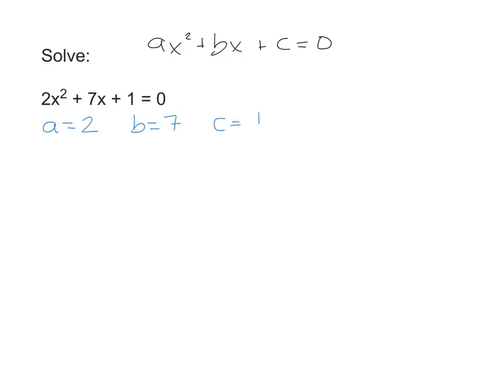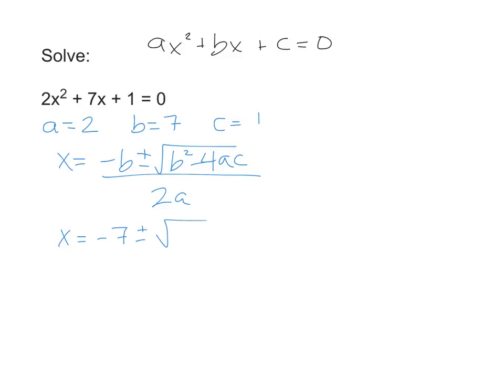And then we can take that quadratic formula, x equals negative b plus or minus the square root of b squared minus 4ac all over 2a, and replace the a's, b's, and c's with the numbers that correspond to the equation that we're solving. So it's going to look like this: negative 7 plus or minus the square root of 7 squared minus 4 times 2 times 1, over 2 times 2.